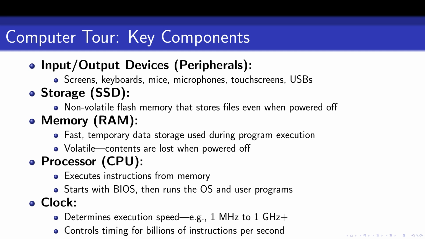Unlike older hard drives that relied on spinning disks, SSDs use flash memory and are faster and more energy efficient. Then there's memory, specifically RAM or random access memory. RAM holds data temporarily while programs are running and is much faster than SSDs, though it loses its contents when the computer powers off. Finally, you have the processor or CPU, which runs all of the programs by executing instructions stored in memory. To keep everything running smoothly, the CPU also includes a clock that governs the speed of instruction execution, ranging from millions to billions of ticks per second.